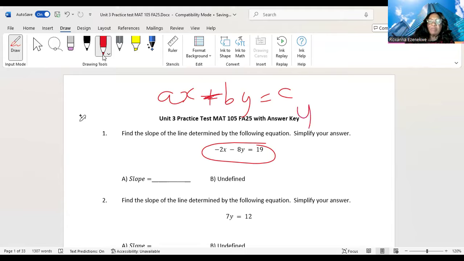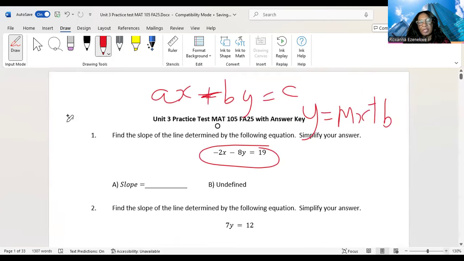I want us to remember the slope-intercept form is y equal to mx plus b, where, well, we call it m this time, where m is the slope and b is the y-intercept.